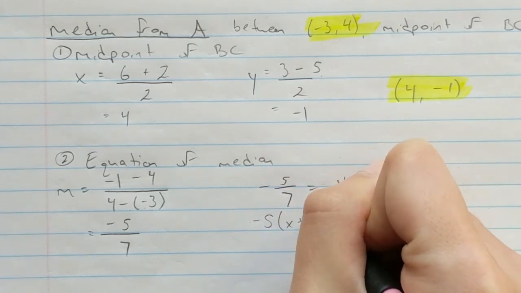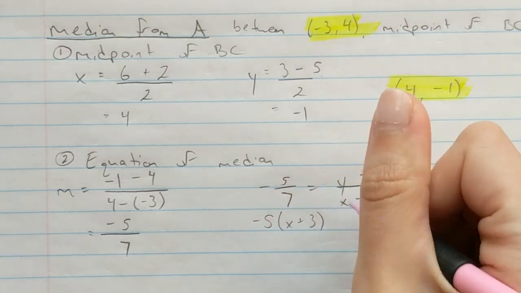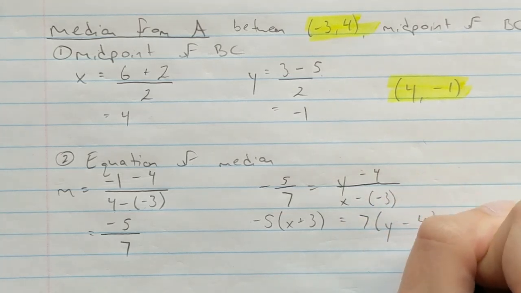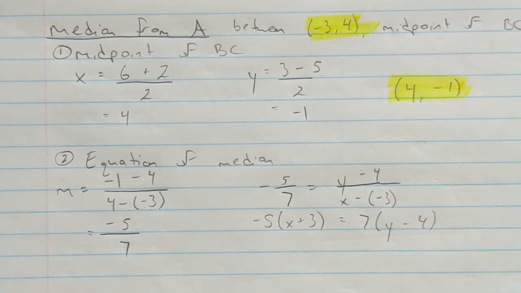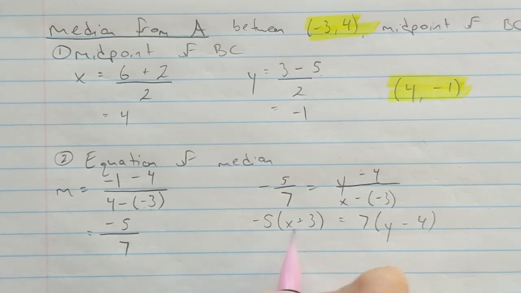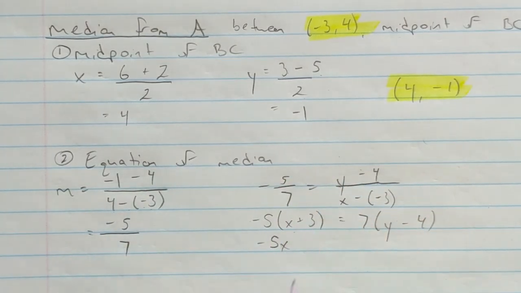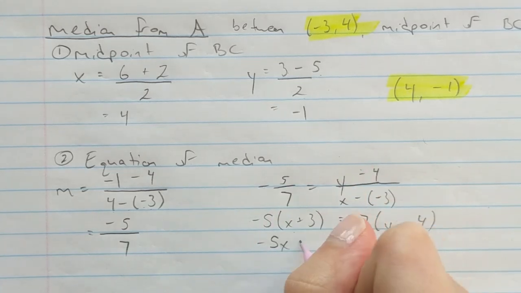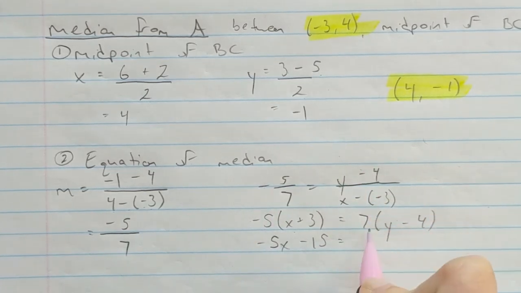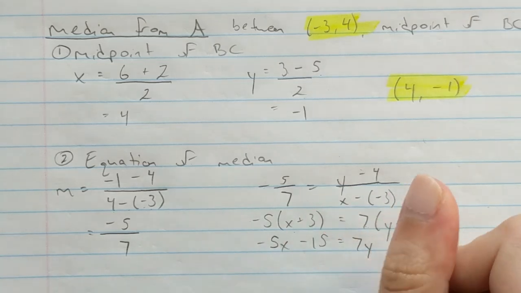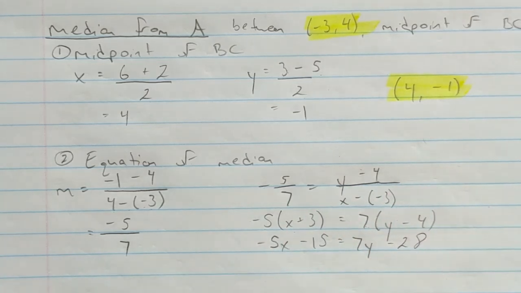-5 times x plus 3, remember, double negative, that'll become a positive, times 7y minus 4. I use my distributive property here. -5 times x is -5x. -5 times +3 is -15. 7 times y is 7y. 7 times -4 is -28.